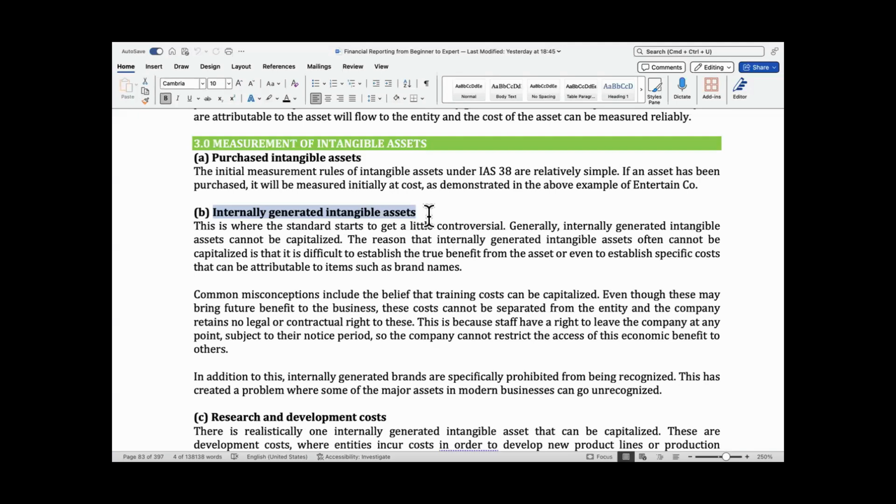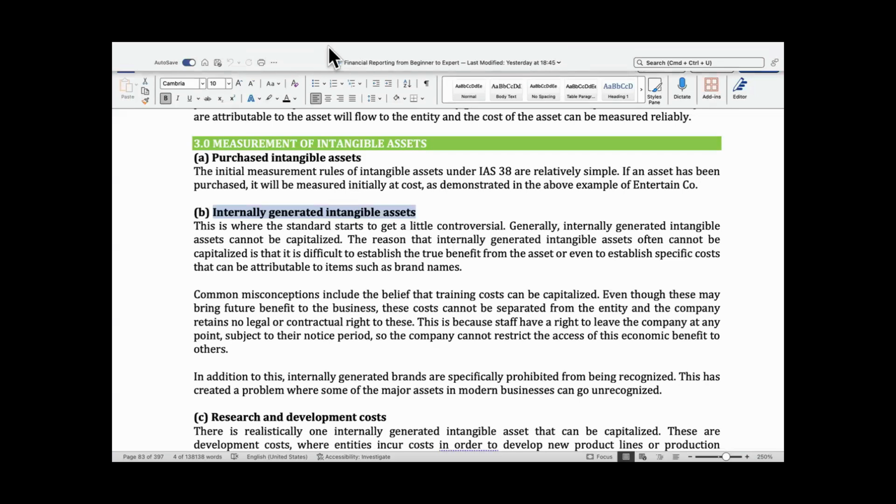It is internally generated. So you see, when you have internally generated intangible assets, they cannot be measured. In fact, they are not recognized in the books for the fact that they don't meet the recognition criteria. You know, the recognition criteria is that future economic benefits that are associated with it must flow to the entity. So when you have goodwill now, what future economic benefit are we really expecting? It's difficult to establish the benefit. It's very difficult.